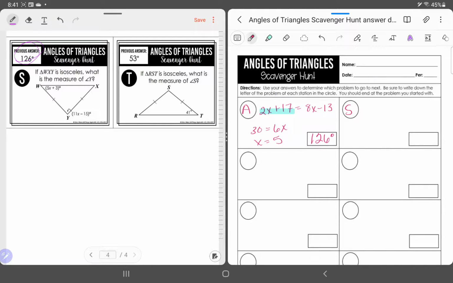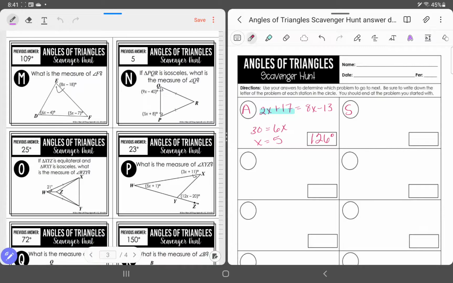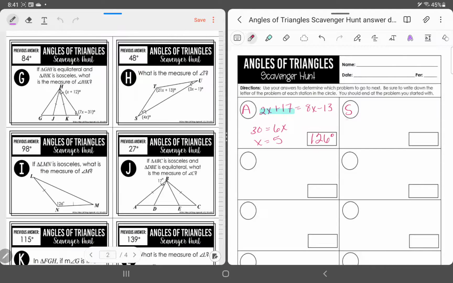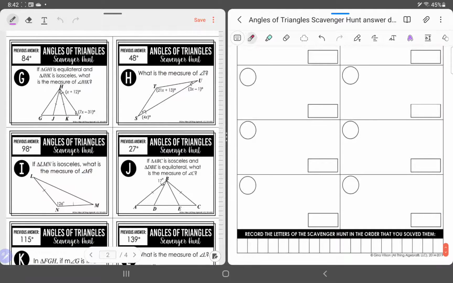Each time that I get my answer, I'm going to go and find it on another problem, and that's the letter that I'm going to write, and that's the problem that I'm going to do next. So if you choose to start with letter A, you know that your next one should be S. At the very bottom, there is a little puzzle here. Record the letters of the scavenger hunt in the order that you solve them. So my first one would be S, and my second one would be S. If you started with A, you would have the same. You can start anywhere you want.